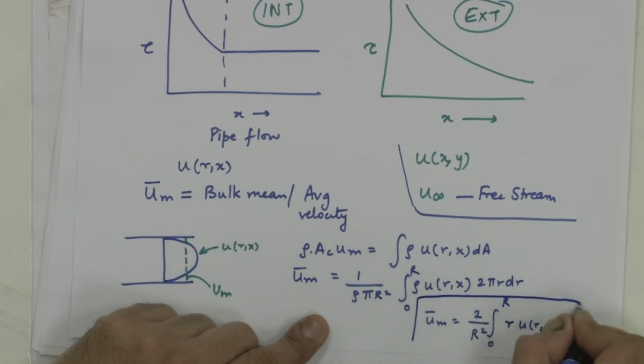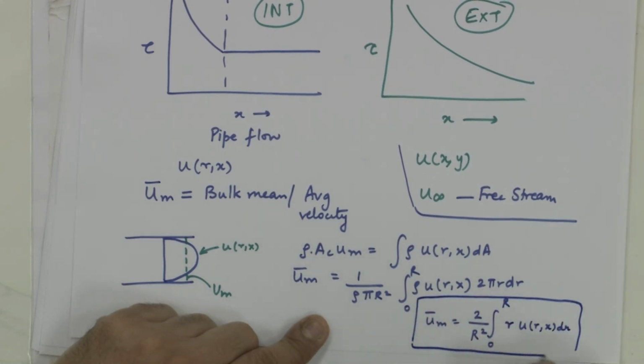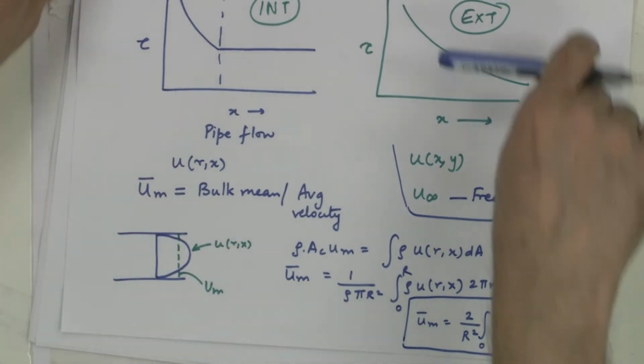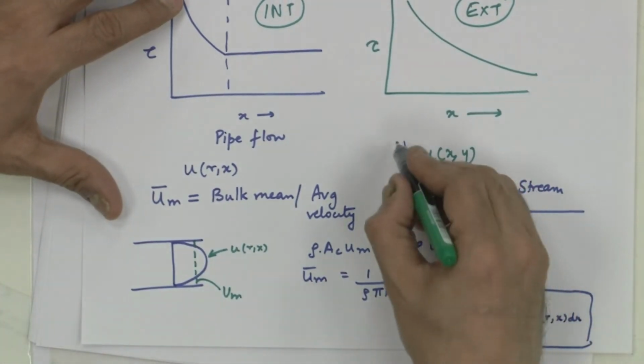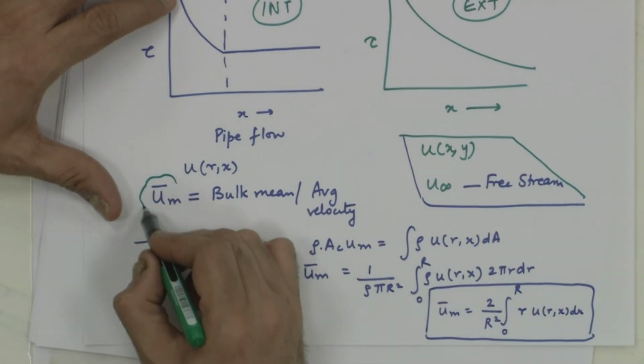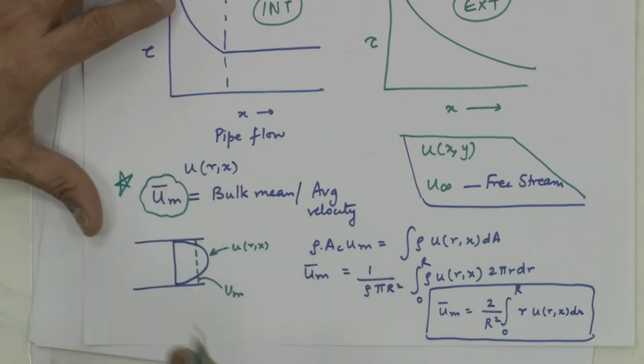So, knowing the velocity profile, I will be able to get the bulk mean or average velocity, and whatever is the role of u infinity in external flow, bulk mean velocity takes that role in the case of internal flow. Thank you so much.